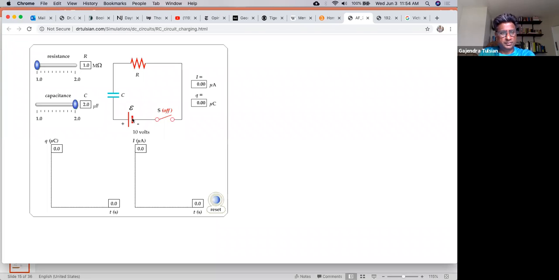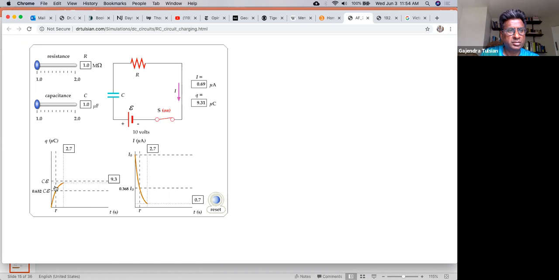Here is the EMF, there's the capacitor, there's the resistor. I will close the switch, and you see the charge is building up like that, and the current in the circuit is dying out like this. Once the capacitor is completely charged, the current has gone to zero. So that's what's happening.